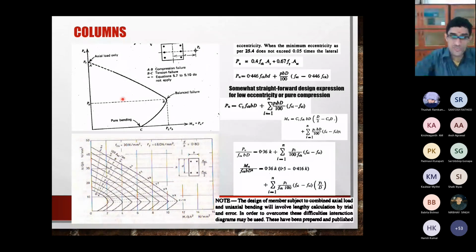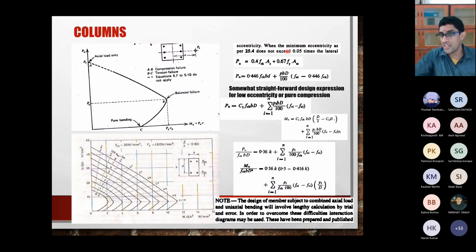So these are some aspects with regard to the failure of columns. What happens when you have columns which are having bending? What happens when you're having columns which do not have bending? Okay, so these are some differences that you should understand. So coming to the provisions in our code book, we have some provisions. We'll start with the simplest case, which is a column without any bending moment. Okay, no bending moment. This is a column with pure axial compression.